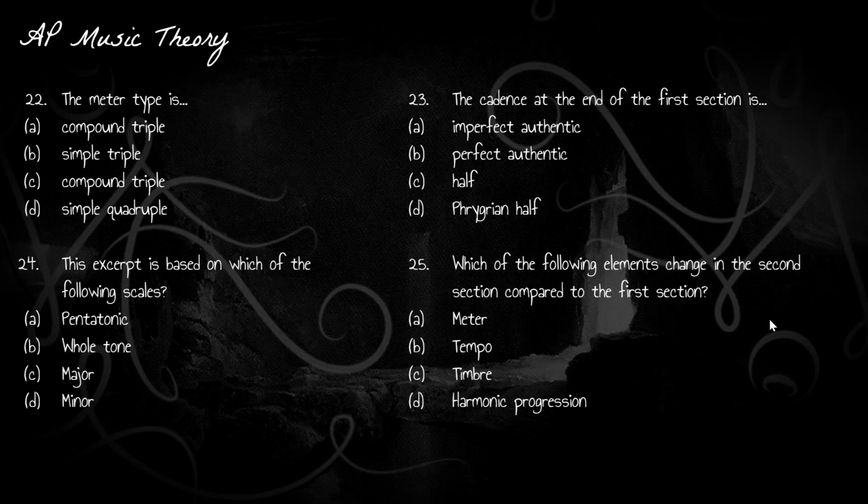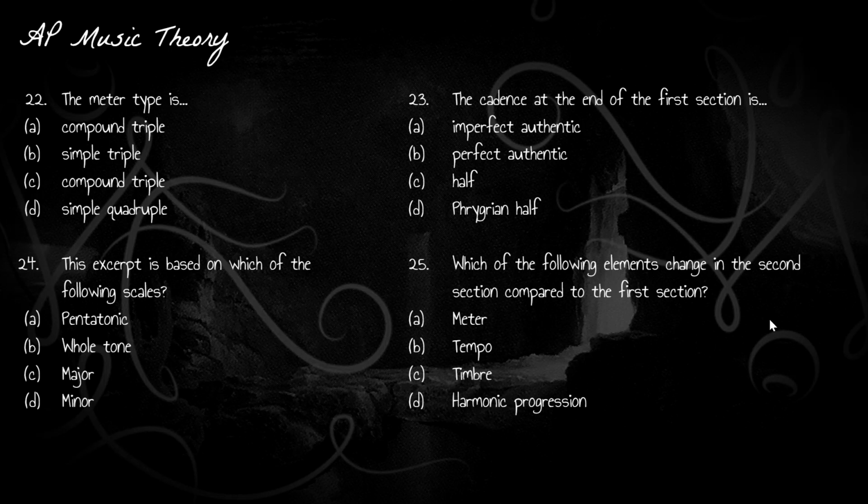Let's move on to the next set of questions. Questions 22 to 25 are based on a short excerpt in 2 sections for the Baroque orchestra. There are two different musical excerpts, so we focus on the first 3 questions first and then on question 25. So let's first read 22 to 24.